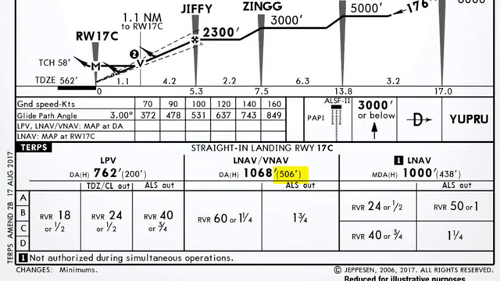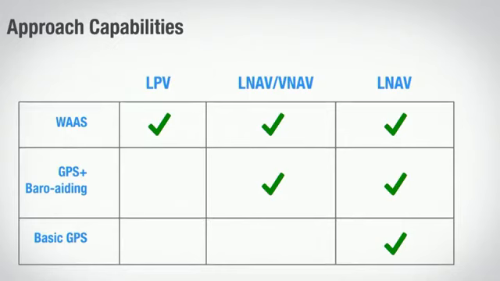The second difference is you don't need an SBAS receiver to shoot an LNAV/VNAV approach. Baro-VNAV system will do. Okay? This table will help you visualize the equipment and the associated approach we can fly.